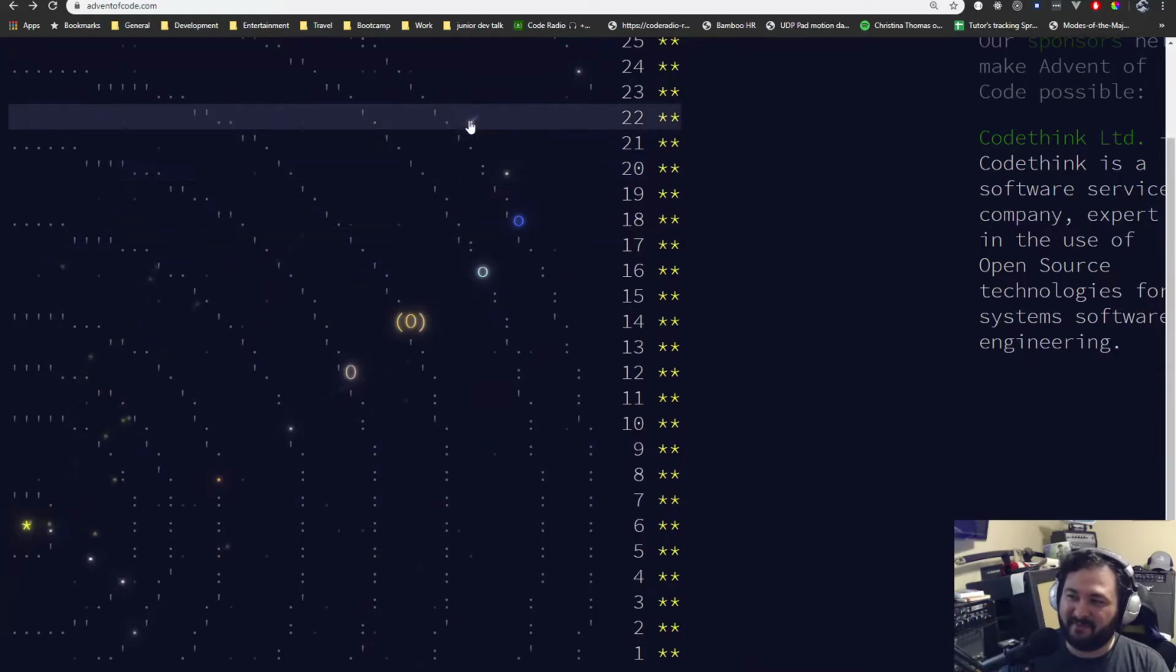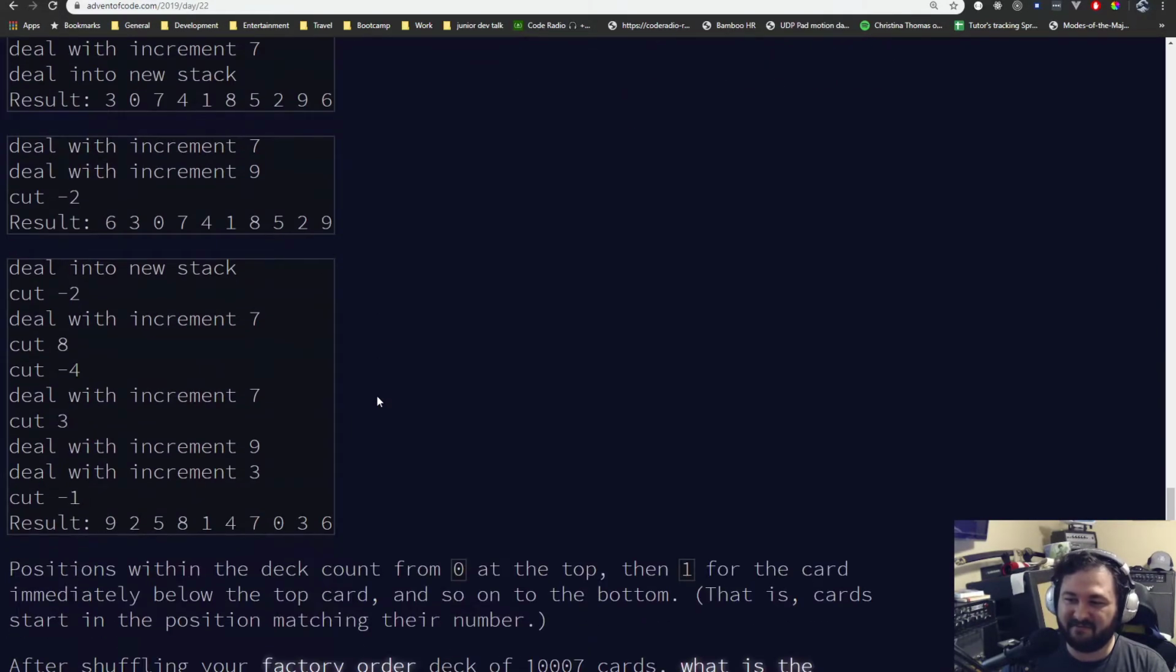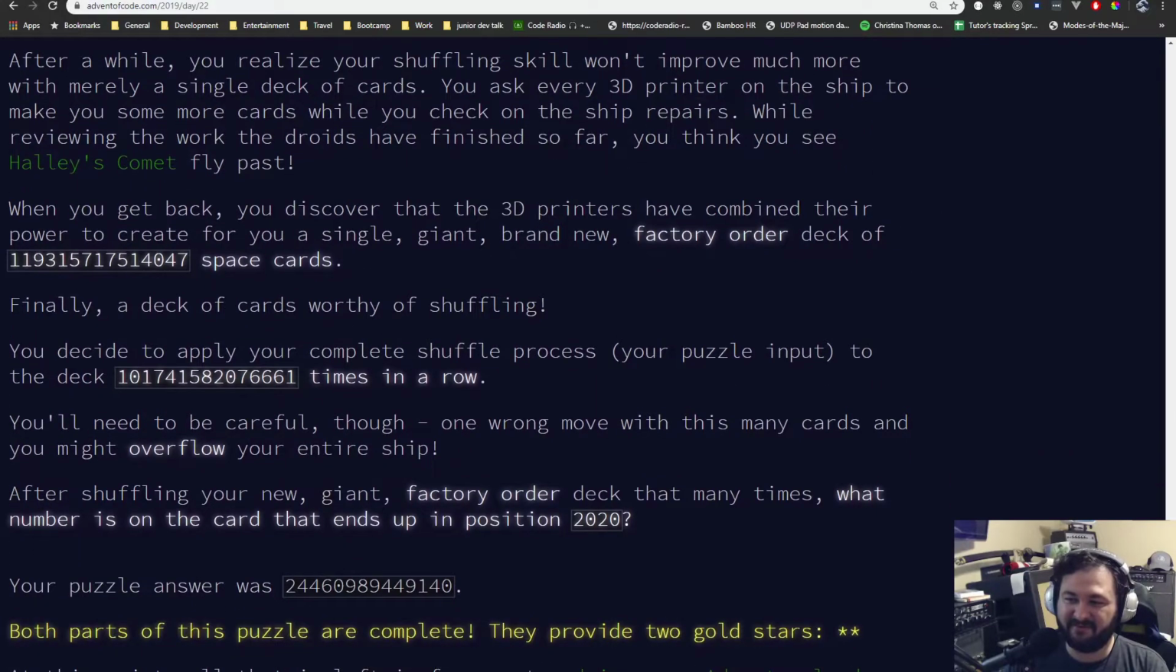Last one that really got my goat was day 22. I felt really cheated by this one because of the complicated math that it causes you to do. Because of the size of these numbers that they tell you to work with, it's impossible to do the solution with programming the naive way.